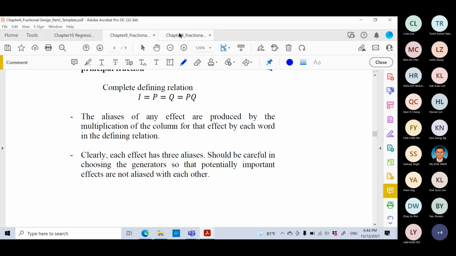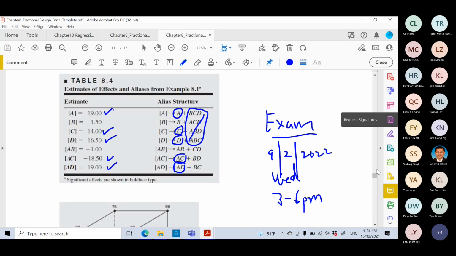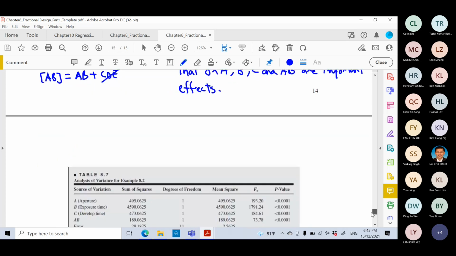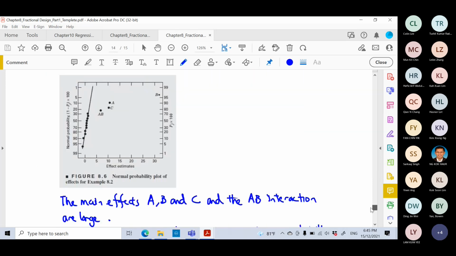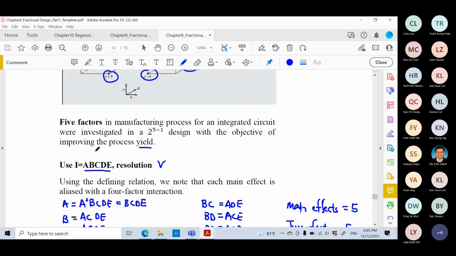This will be different from the generator choice in the previous case. In your previous case, if you only consider the 1/2, normally we choose the higher order interaction as the generator, but under the 1/4, you may not choose this one.